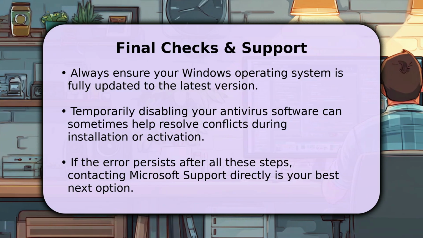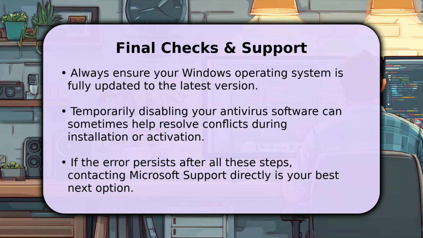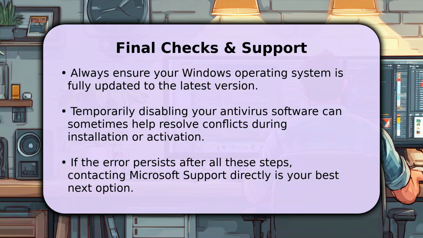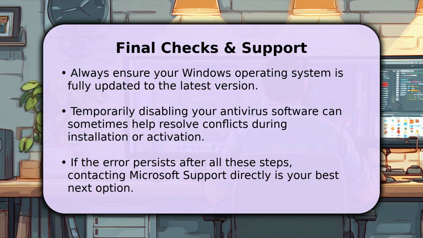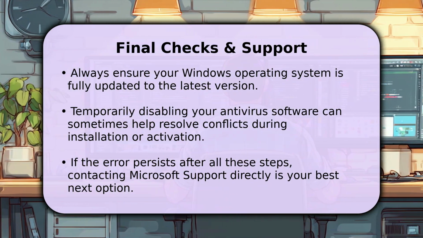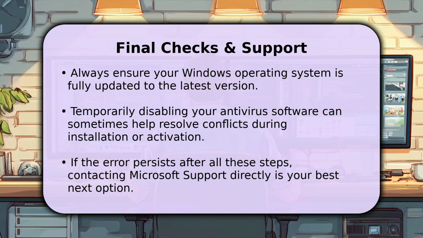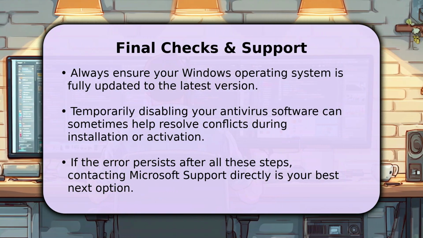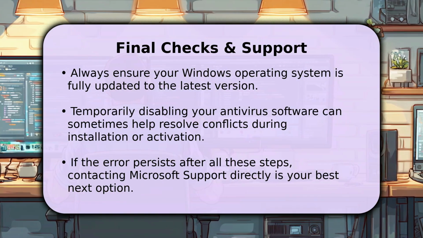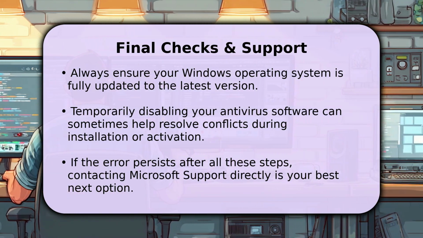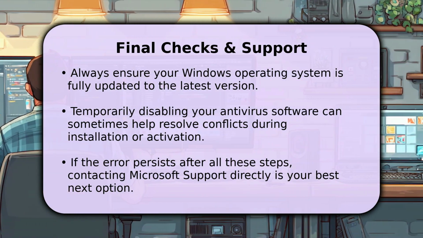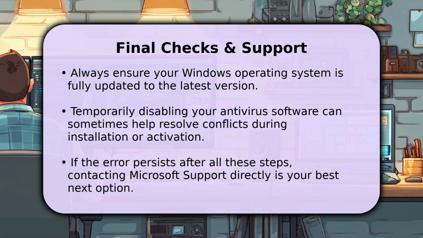Before giving up, do a couple more final checks. Make sure your Windows operating system is fully updated. Sometimes outdated systems cause unexpected conflicts. Also, try temporarily disabling your antivirus software, as it can occasionally interfere with Office installations. If you've tried everything and the error code 0-2048 still appears, then reaching out to Microsoft Support directly is your wisest next step.